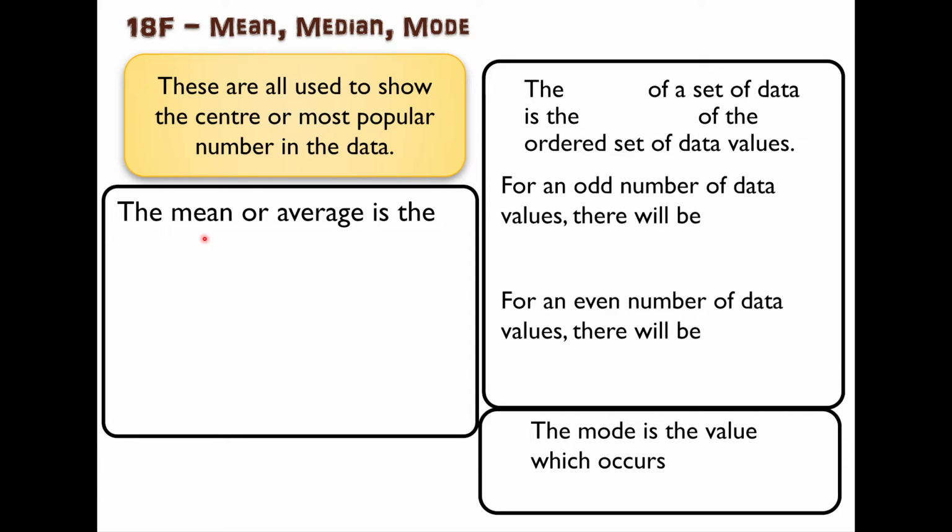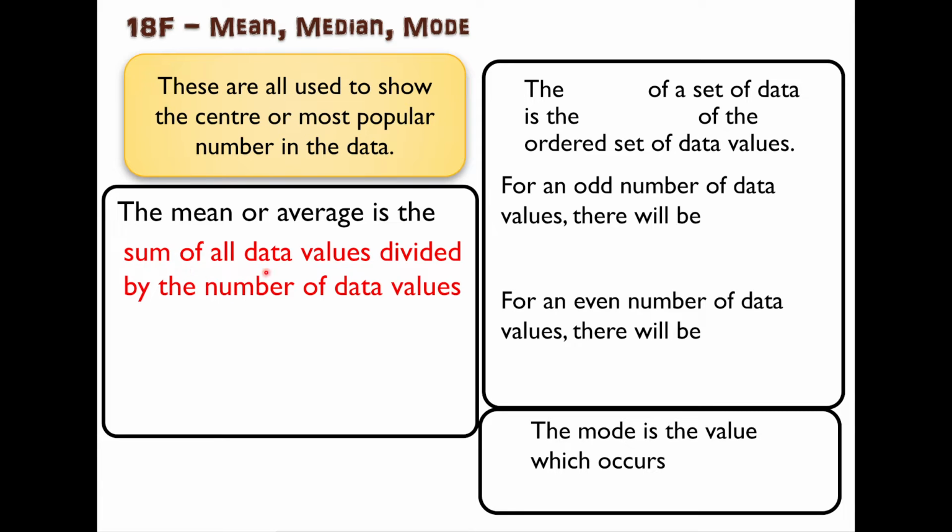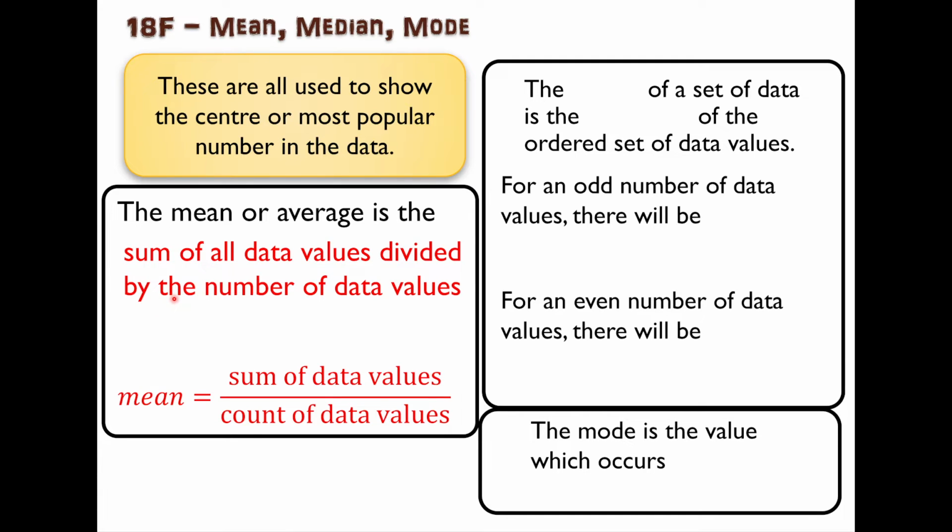The mean is also called the average, and the mean is the sum of all data values divided by the number of data values. We can write this as a formula. Mean equals sum of data values divided by count of data values. Or, for short, you can just write sum over count. When I say the word sum, I mean add up the results. We'll see examples of these three on the next slide.